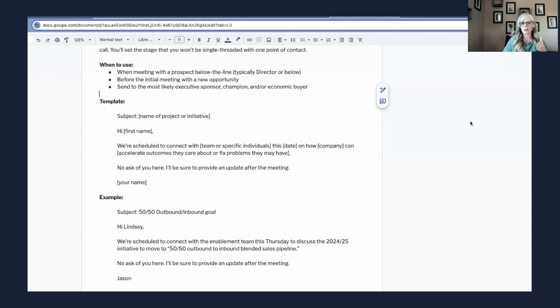So an example could be something like, hey, Lindsay, I'm meeting with the enablement team on Thursday because we understand so far that we believe your priorities are A, B, C, or D. I don't know. If you'd like to join, let me know and I'll add you to the call, or I'll keep you in the loop if you'd like. Otherwise, really looking forward to learning more about how we could potentially partner together. There are so many different ways you could go about that.